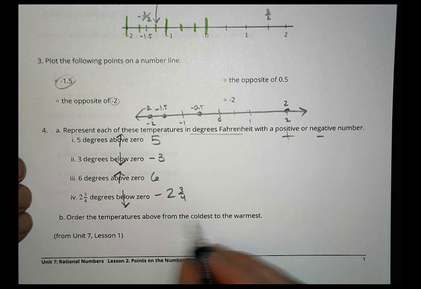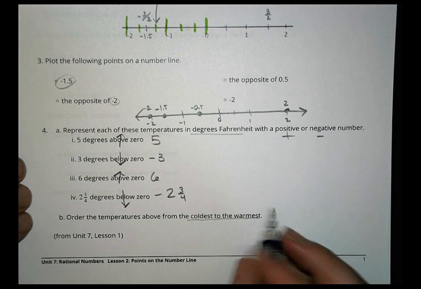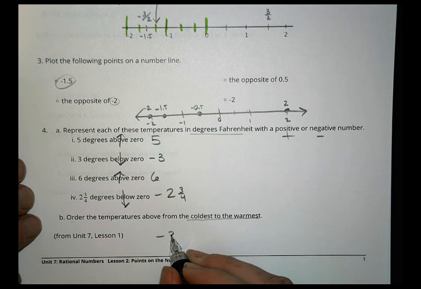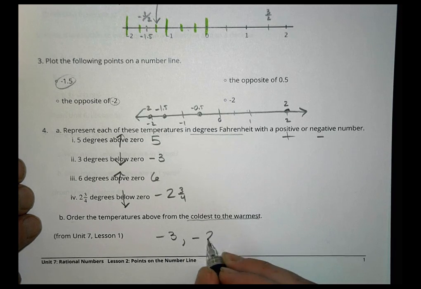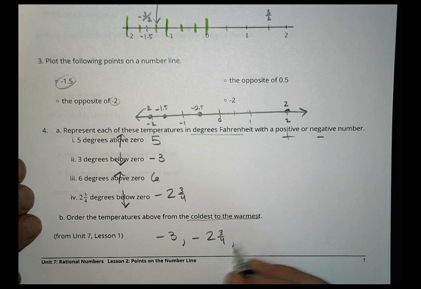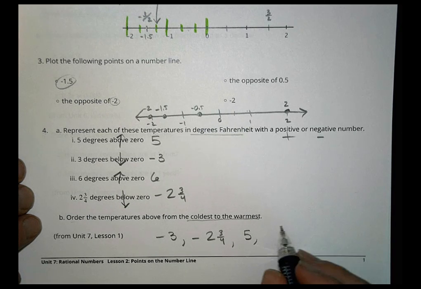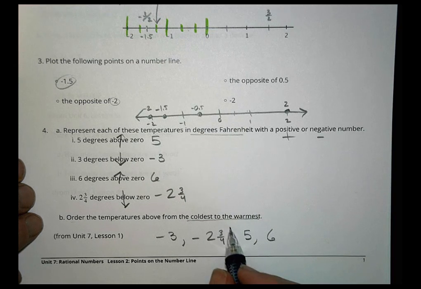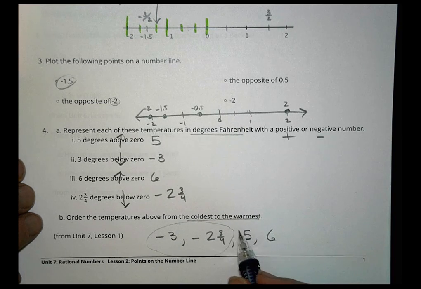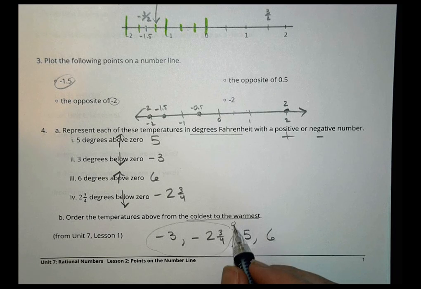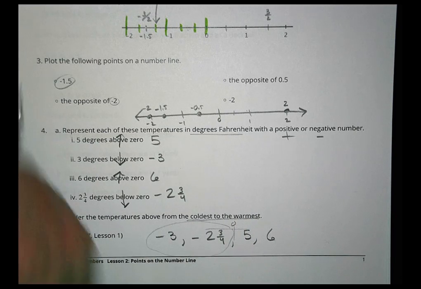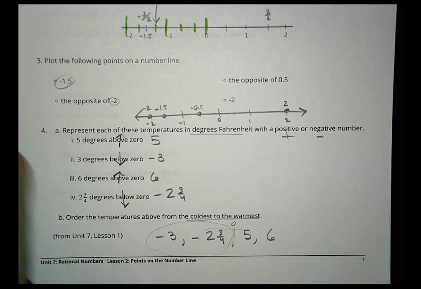And then order the temperatures above from coldest to warmest. So, which one's the furthest away from 0? Would be our -3, followed by the -2 3/4, followed by the 5, and our greatest number is 6. And again, if you mess anything up, you probably mess it up right there. But again, starting with 0 as your center point there, -3 is further away than -2 3/4, which makes it actually colder. Okay?